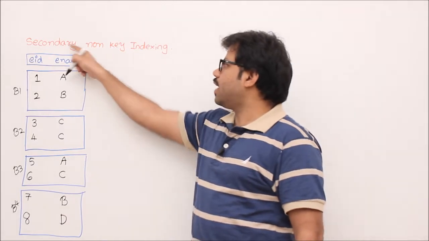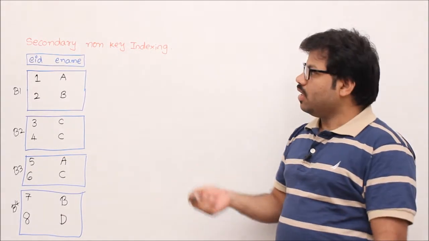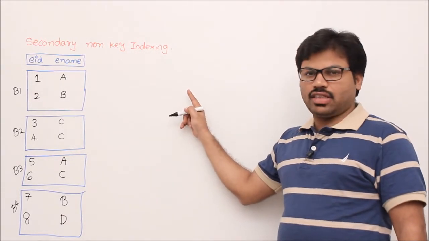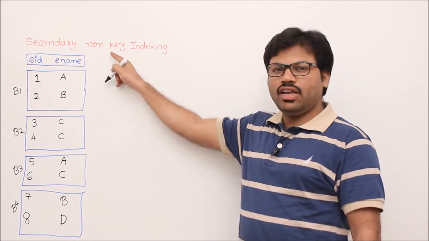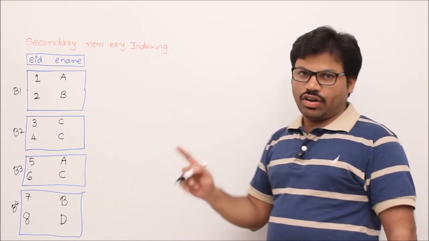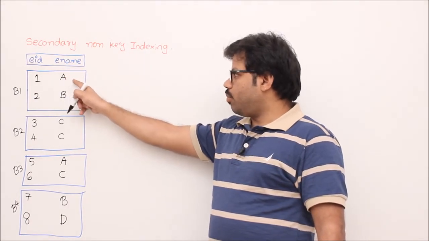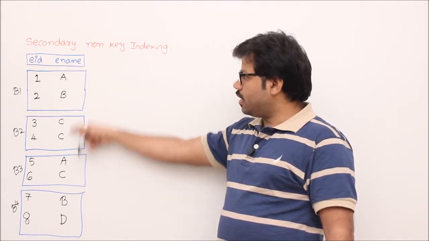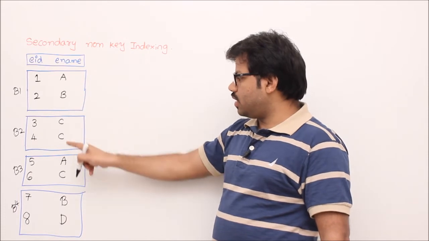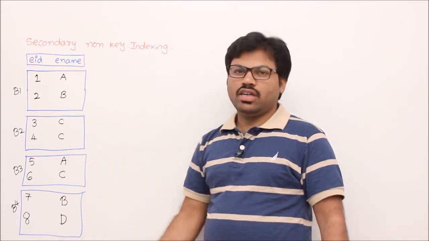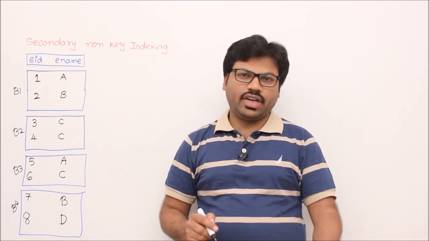The next concept is secondary non-key indexing. We will see. It is the same as secondary key indexing. The only difference is now the index is on a non-key and the data is unordered on the non-key field. See here, an example of a non-key field is employee name. So your employee name is this one and it is unordered, you see A, B, C, C, A, C, B, D, correct? So in unordered data, how to create the index?